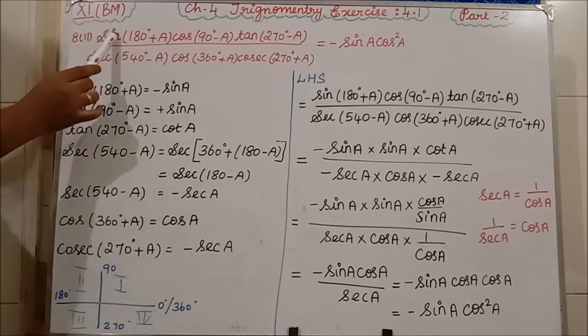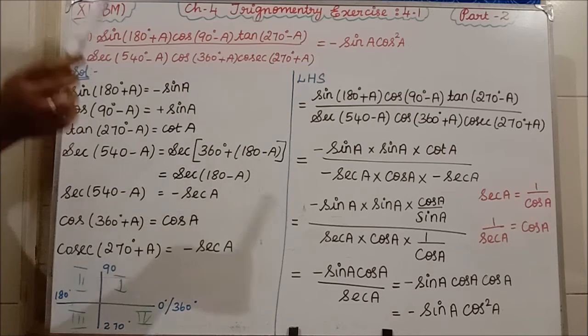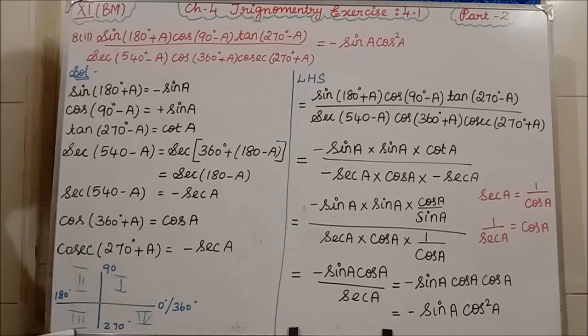Clear? Now if you see, all three values in the numerator and three values in the denominator, totally all the 6 values we have found. Now we just have to substitute in the LHS and prove that it is equal to RHS.